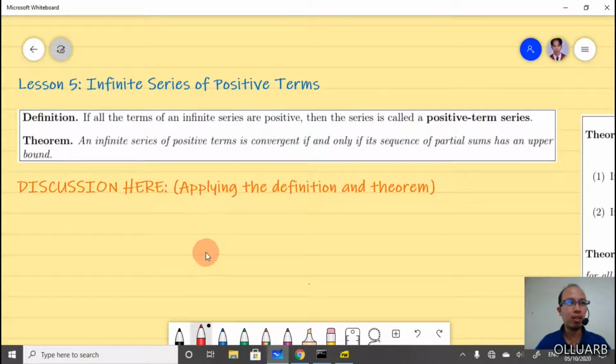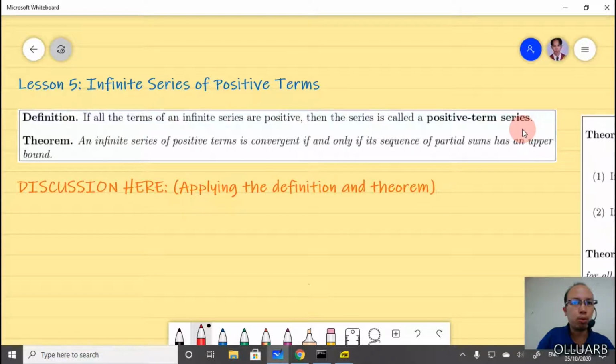Hello everyone, welcome to our fifth lesson, which is entitled Infinite Series of Positive Terms. So for our first definition, as you can see here, if all the terms of an infinite series are positive, then the series is called a positive term series. Okay, what does this definition mean?